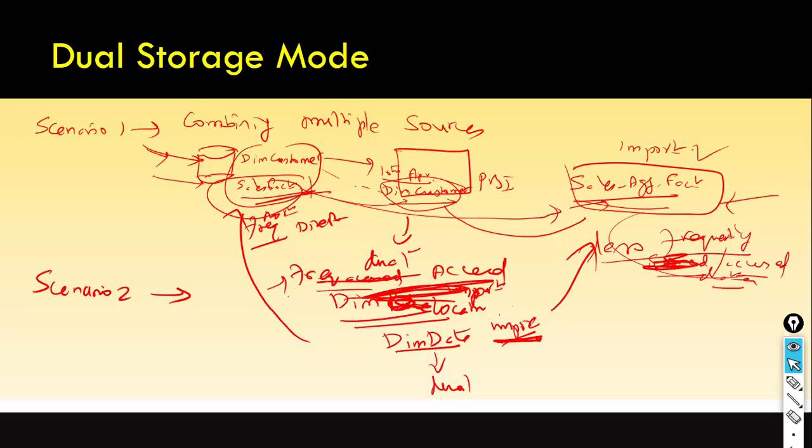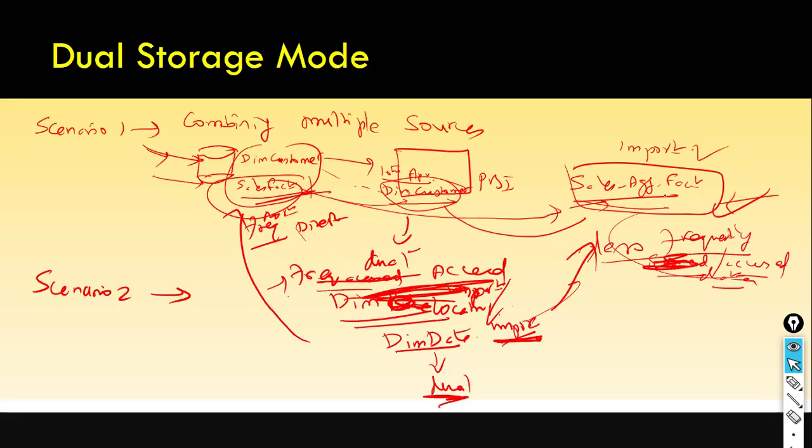Whereas on the right side, the most frequently accessed table, the dim date dimension table, you want to combine it with the imported table, the aggregated fact table. So in that case, you can use dual storage mode. Here it is less frequently accessed data. It's not on a daily basis you are accessing this table, but here you are accessing it on a daily basis. And at the same time, you are joining this table with this table.